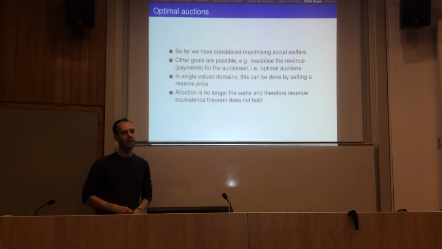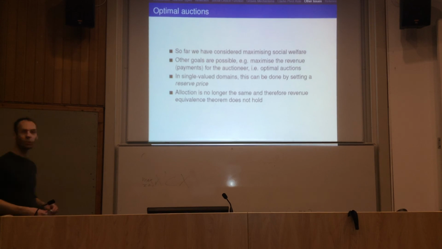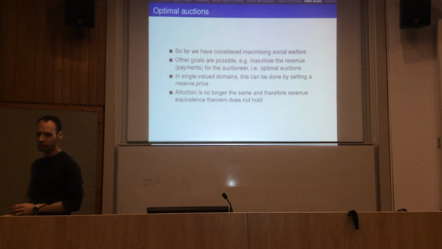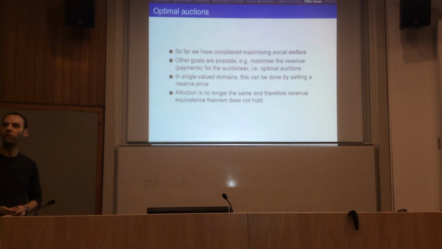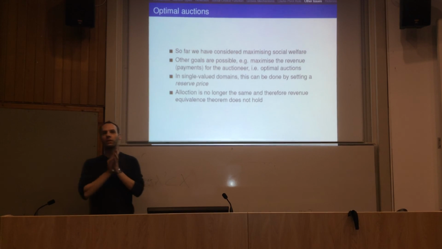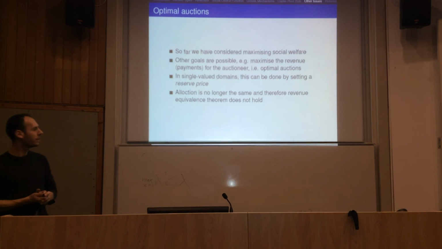One more thing is about the optimal auction. So far we've maximized social welfare. But an auctioneer may want to maximize something else. They might be interested in maximizing revenue. And the problem with VCG is that sometimes the revenue for the auctioneer can be zero. It could be that it's not collecting any transfer.